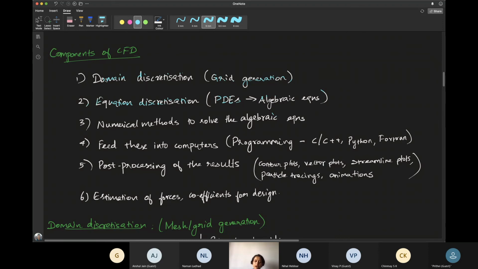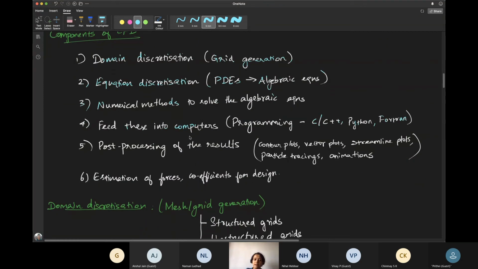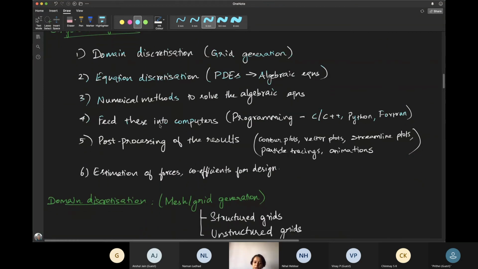Okay. Next, after doing these two discretizations, you will find some numerical method to solve these equations. After the equation discretization, you will have some algebraic equations. Now you need to solve those algebraic equations using some numerical method. So that is the third step. Now all of these must be fed into the computers using programming, some language of your choice. Then you will be able to solve the problem. You can find your solution on all the points that you have obtained during domain discretization.